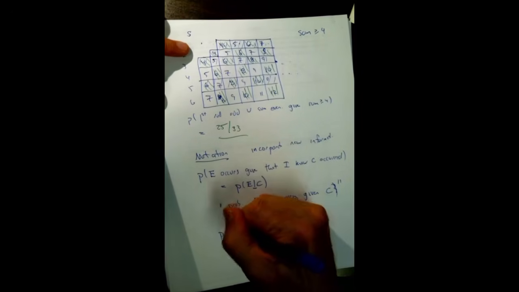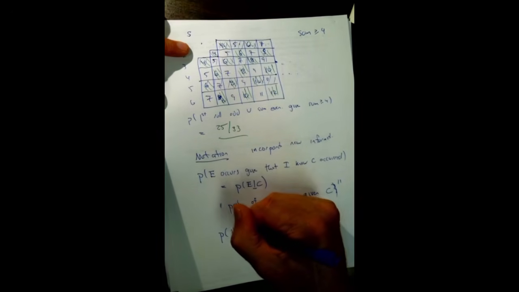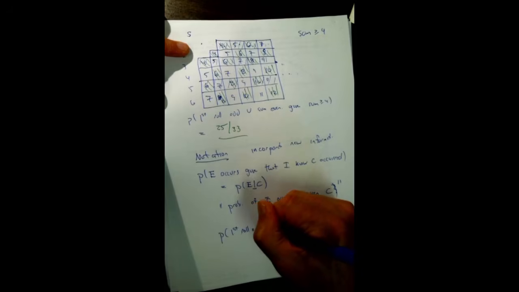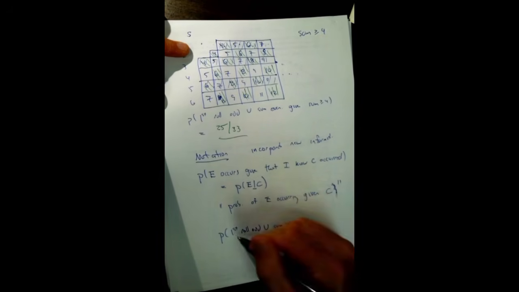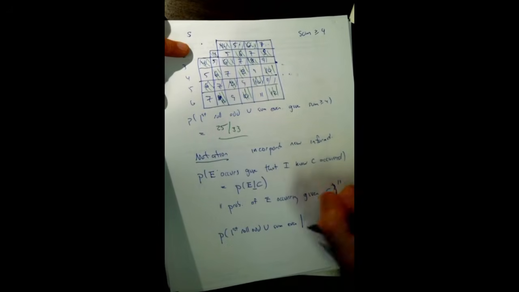Okay. And so what we had before was the probability of first roll odd or sum even, that's my E in this case, given the sum is greater than or equal to 4.